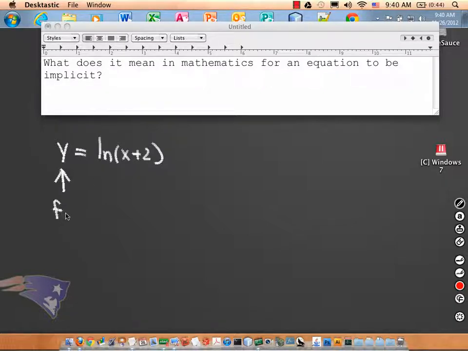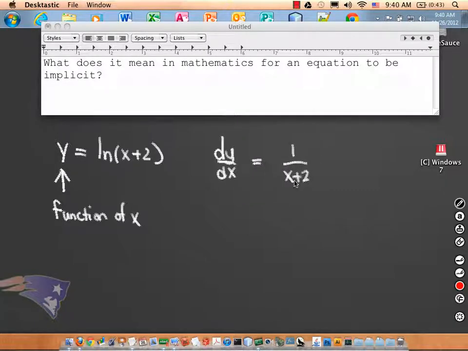Function of x. So in other words, y is solved for. There's nothing more to do. Does anybody want to take a crack at what the derivative of this is, dy/dx? One over x plus 2.